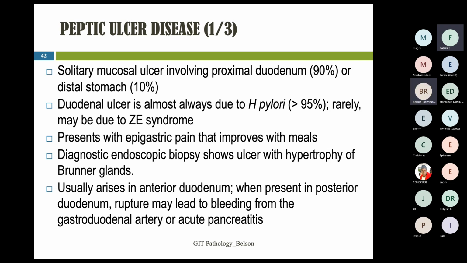Diagnostic endoscopic biopsy shows the ulcer with hypertrophy of Brunner's glands, because here we're dealing with duodenum. Usually it arises in the anterior duodenum. When present in posterior duodenum, rupture may lead to bleeding from the gastroduodenal artery or acute pancreatitis. So we know this is severe when it is on the posterior duodenum.